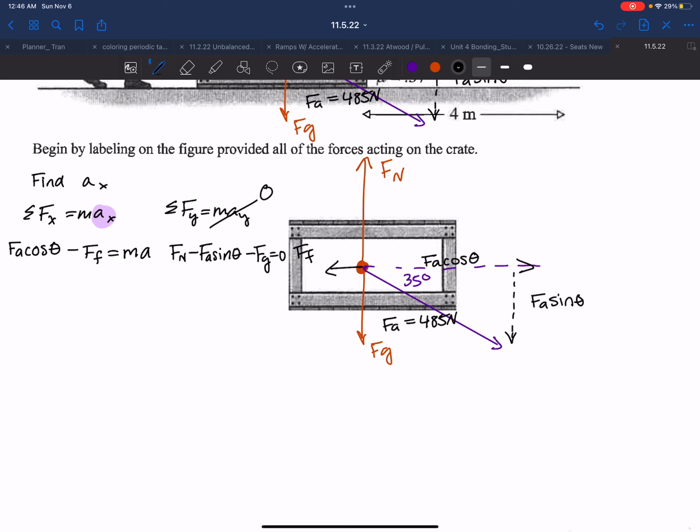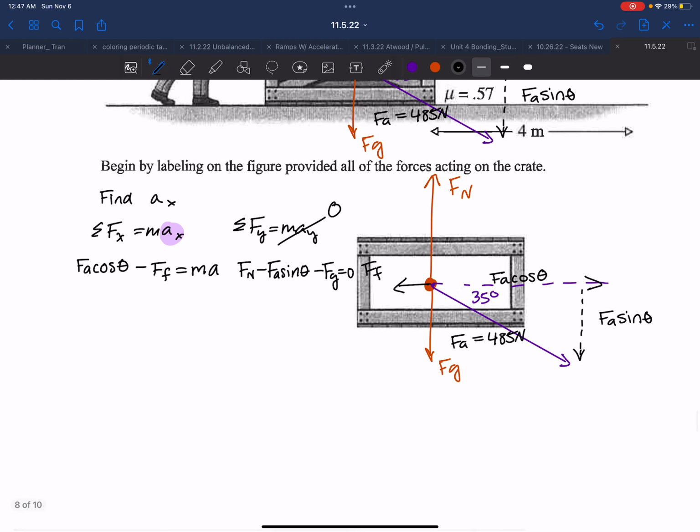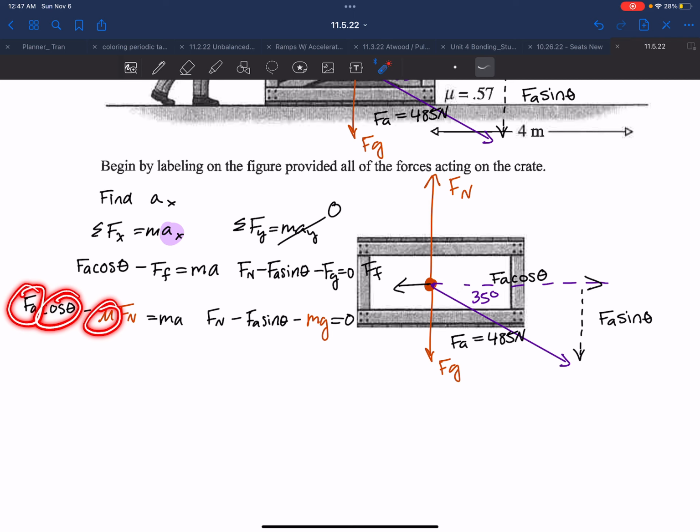Okay, so from here let's just expand our equation. When we expand our equation, we have F_A cosine theta minus force of friction, which is mu times force normal, is equal to ma. And then we also have F_N minus F_A sine theta minus F_g, which becomes mg, equal to 0. So I'm going to solve for acceleration, but I need to make sure I have everything. I have force applied, I have theta, mu, I have mass, but I don't have force normal, so I need to solve for force normal.